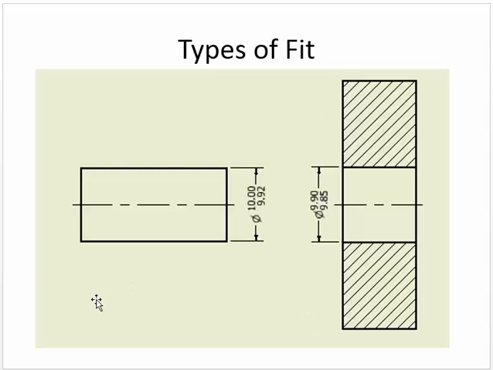This right here is what we call an interference, because this at smallest is 9.92 and this at biggest is 9.9. So this part is never going to fit and just slide in and out easily. You're going to have to put some type of force behind it to get it to fit in there. All right. So this is what we call an interference fit.